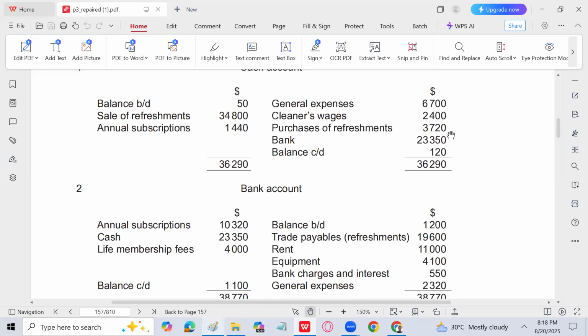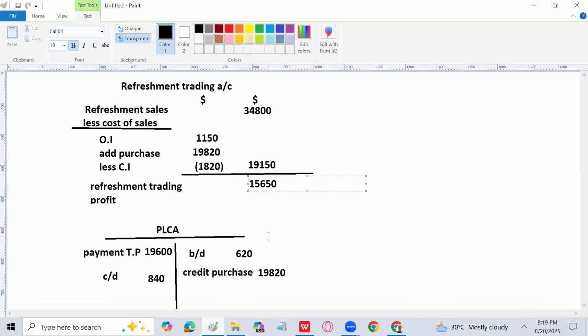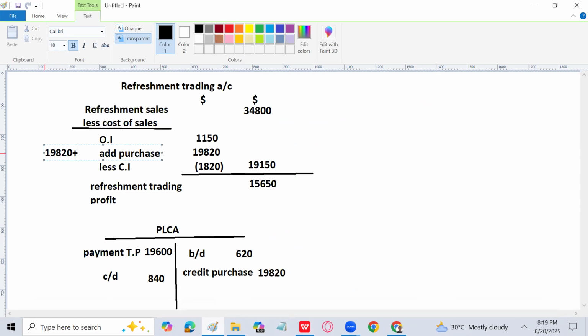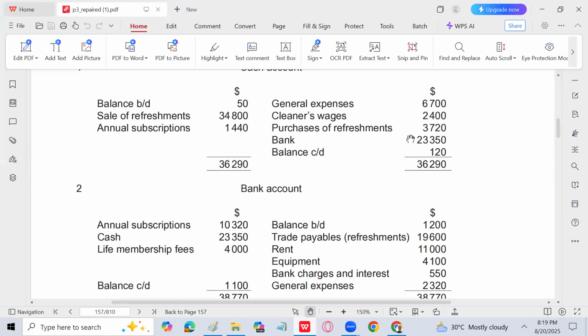So we have two types of purchases. One is the credit purchases, and the other one is going to be the cash purchases. So 3720 will also be part of the amount of purchases. If I calculate it like this, 19,600 for payment to trade payable, 620 and 840, that gives 19,820, plus 3720. Then I'm going to get the amount of purchases. 3720 will be added.